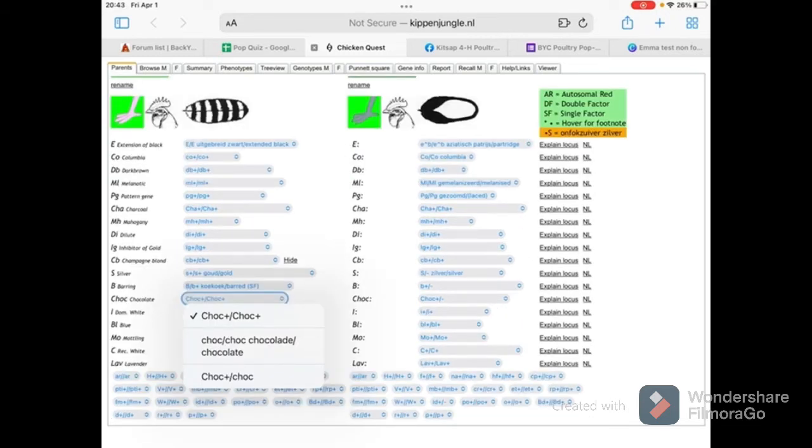After barring, we have a black dilution gene called chocolate. If you've heard of chocolate English Orpingtons, those are extremely common. I've also seen people doing Project Chocolate Americanas. And chocolate is a recessive black dilute gene, and it turns black pigment into a chocolatey brown color.